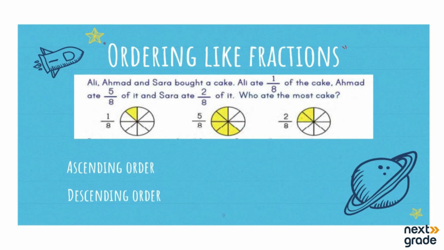Welcome back, students. In this video, we are going to discuss ordering like fractions. So what does the word ordering mean? It means arranging numbers in a sequence, right? किसी भी sequence में numbers को arrange करना उसको हम ordering कहते हैं. So there are two types of ordering that we can do: ascending order and descending order.